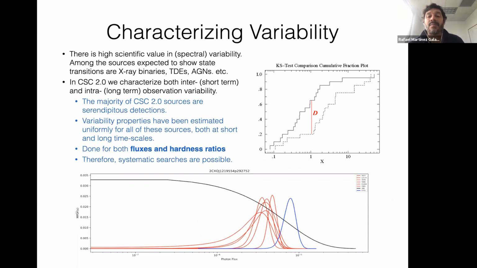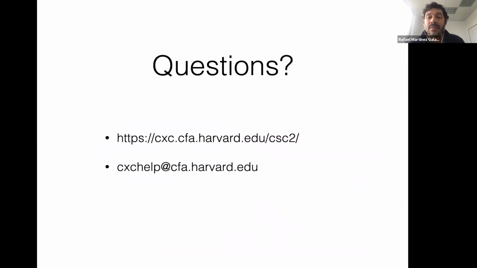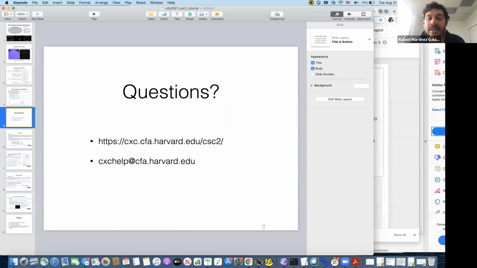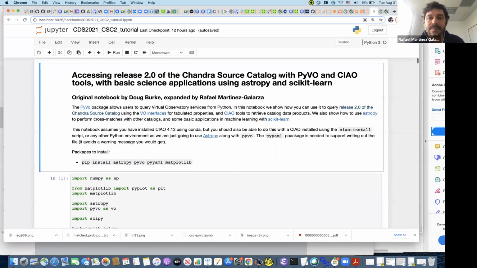So that's the very brief introduction I want to give you with my slides. We have plenty of documentation about the catalog on our website, and you're always welcome to shoot us an email if you have any questions. But what I want to do now is present a little notebook that I prepared for this session, where I will go through a workflow of how to do things with the Chandra Source Catalog. Before I start that, do you have any questions about what I've said so far?